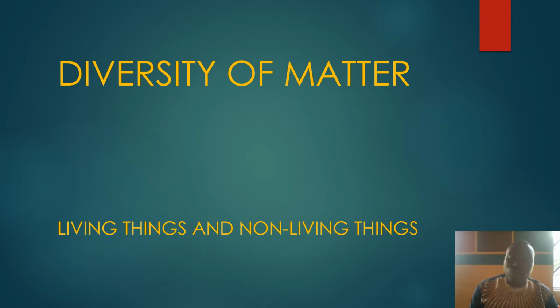Take a look around your environment. There are so many things in our environment. There are human beings, trees, animals, buildings, houses, hospitals, cars. What other things do you see in the environment? All the things we see around us can be put into two groups. These are living things and non-living things.